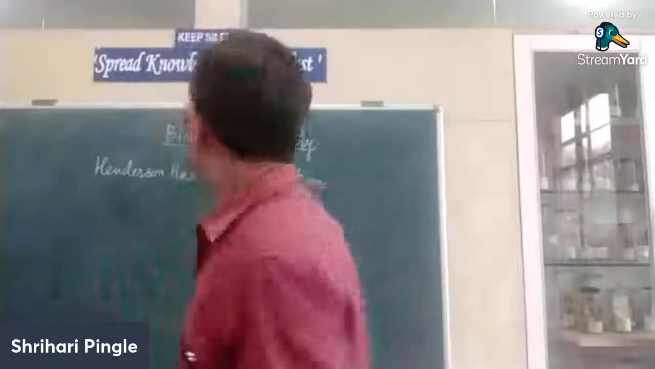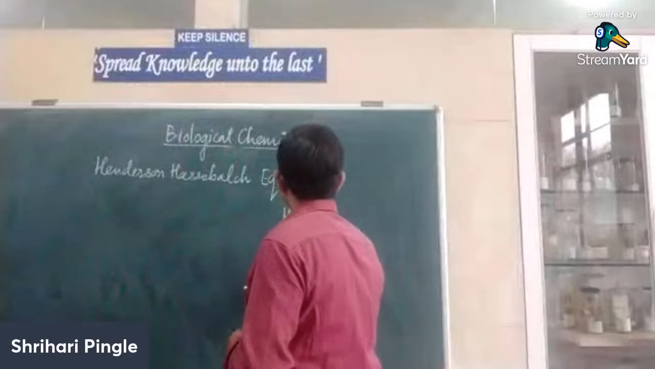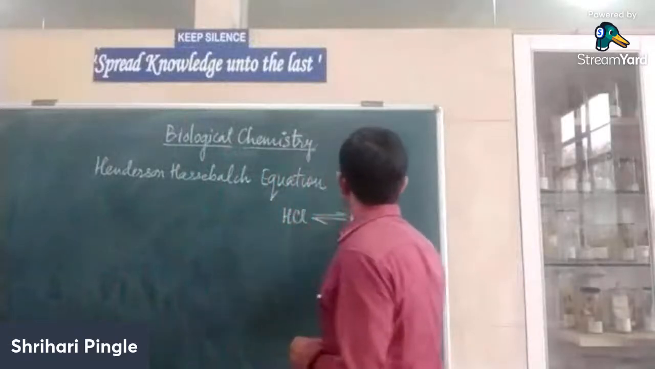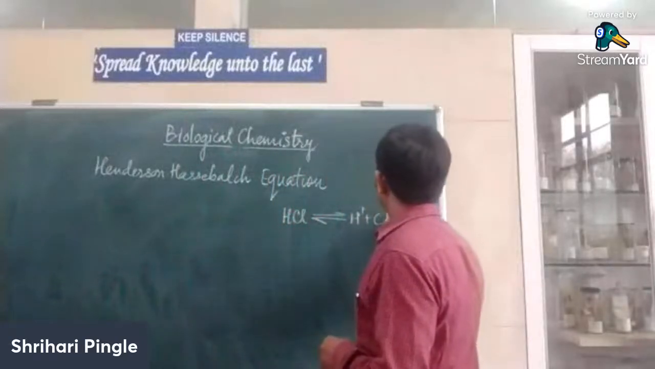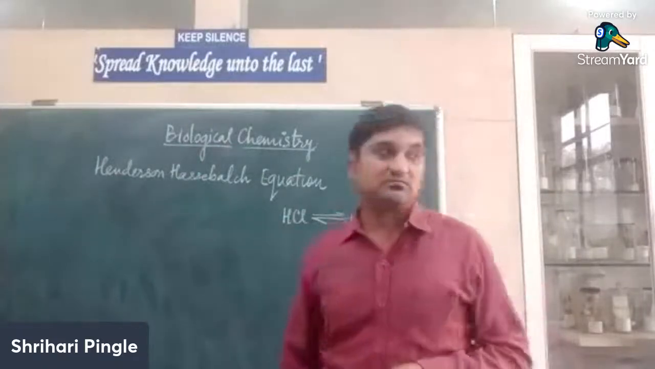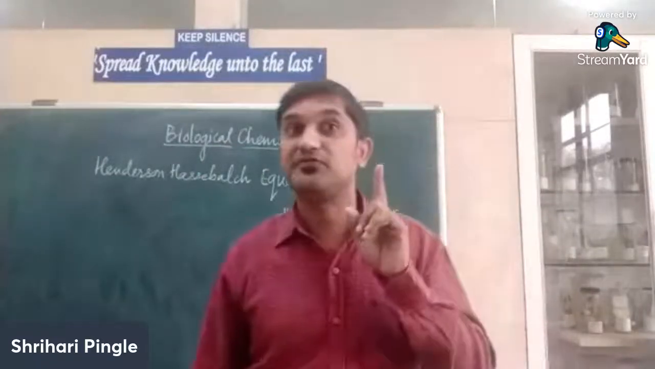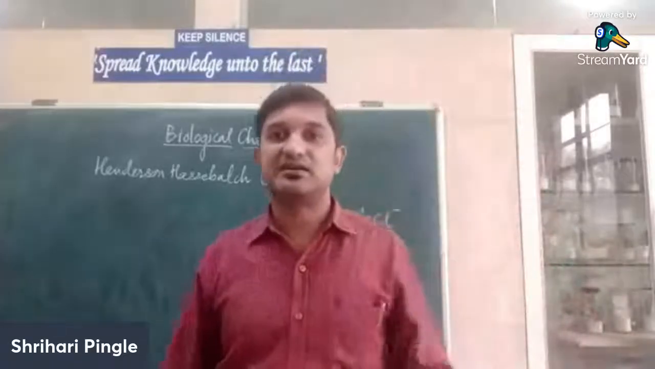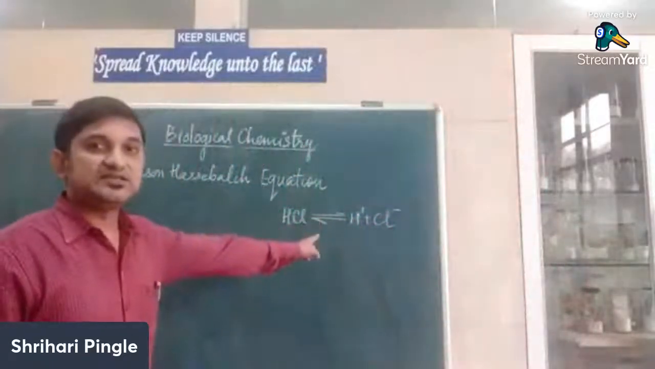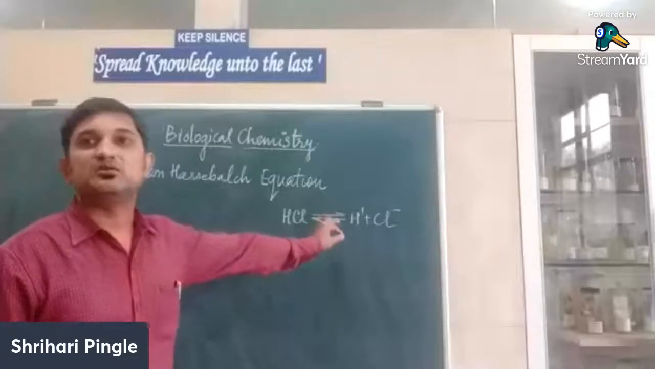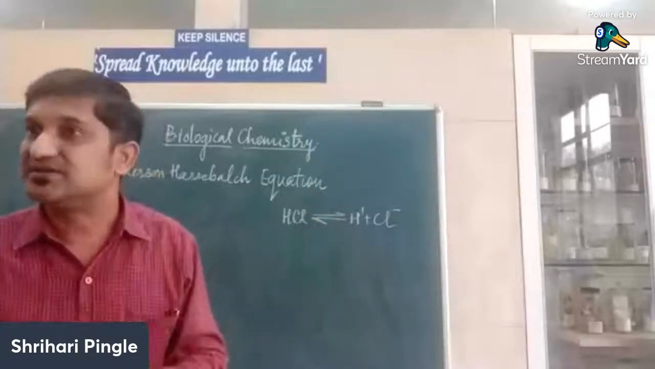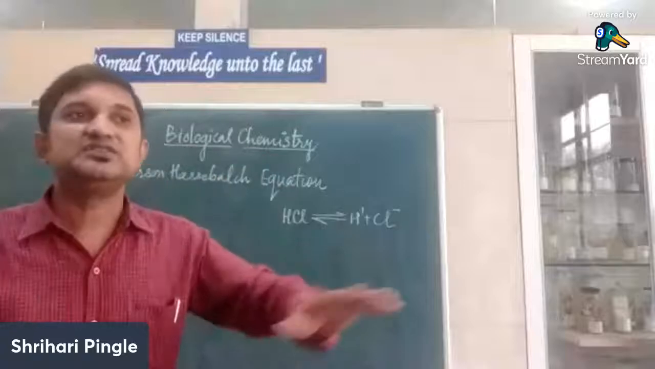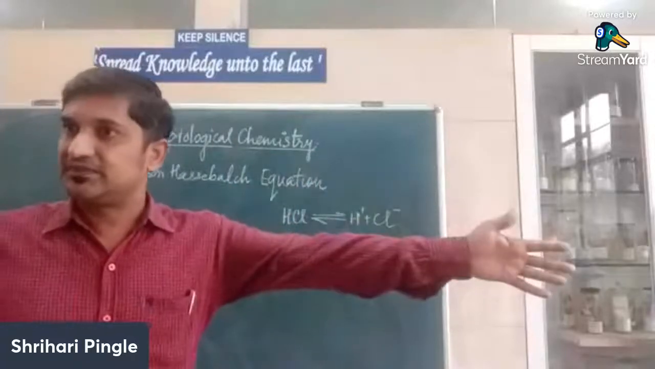So we saw this thing yesterday. HCl dissociates into H plus ion and chloride ion. As I said earlier, I do not prefer to call it Cl minus. Chloride ion. Be technically correct. So here you can see HCl dissociates into H plus ion and chloride ion. This is a strong acid. So strong acids dissociate quickly.